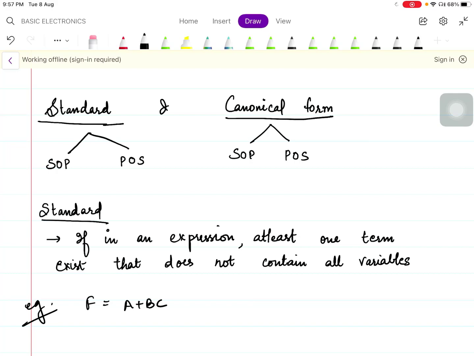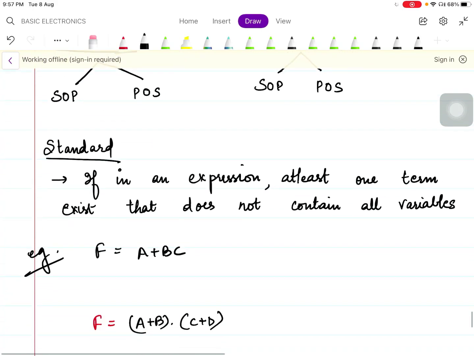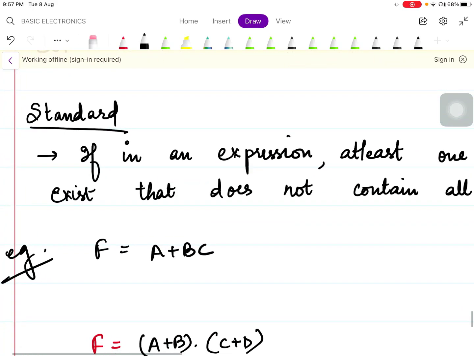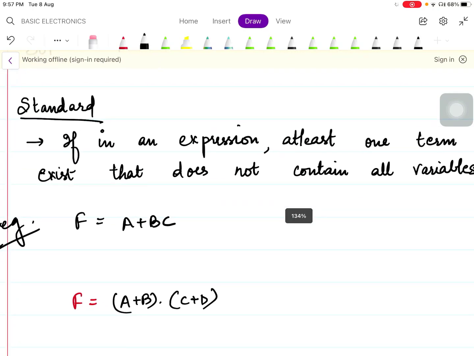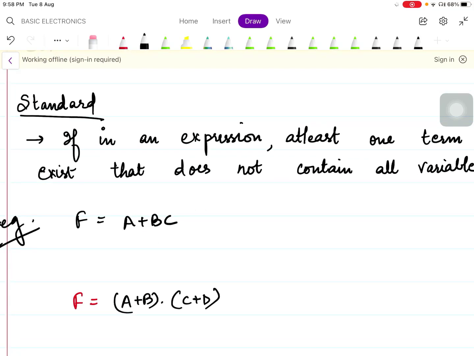And then canonical sum of product and canonical product of sum. So the first thing that you have to understand is what is standard form. If in an expression at least one term exists such that it does not contain all the variables. See, I have given you the example also. First of all, look at the example.